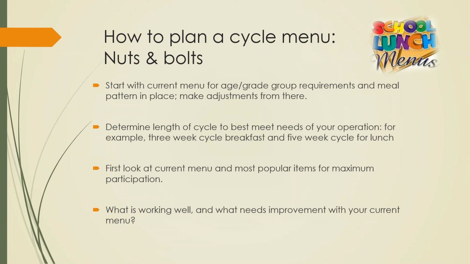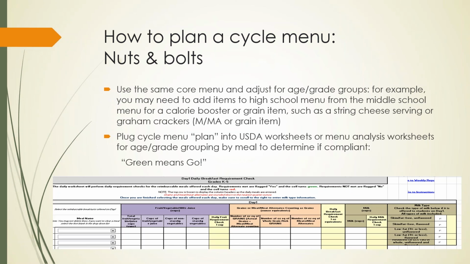So again, looking at that current menu that you have in place, take a look at your most popular items and where you have the maximum participation with the menu you have in place. Ask yourself and your staff what's working well, and then take a look at what areas need improvement with that current menu. Take a look at maybe where you're dropping on participation levels and why. So once you start to get that same core menu in place, you can start to use the same items for the entrees, for example, and then add items to it.